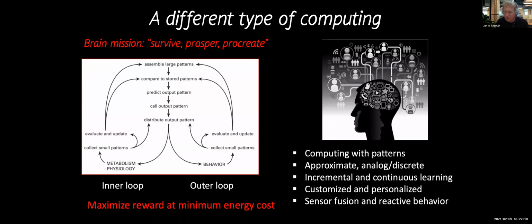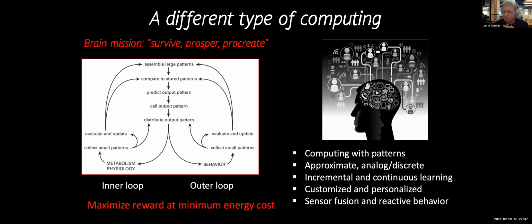Now, the important thing also is that those patterns are approximate. They don't always resemble each other. They are similar in a certain sense. And very often they're analog or discrete. Learning is continuous and incremental. We don't download a piece of information in one shot. Instead, we continuously adjust how we perceive the world and how we react to it.